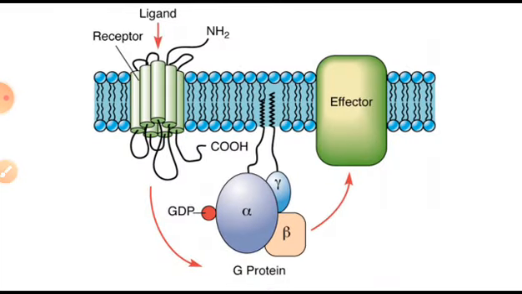So this structure gives you a clear idea of how the GPCR structure looks with the 7 transmembrane helices, and below you can see the alpha beta gamma units, and the effector can be an enzyme or any other protein. So that's how the effectors get activated when the alpha is activated by the GTP.